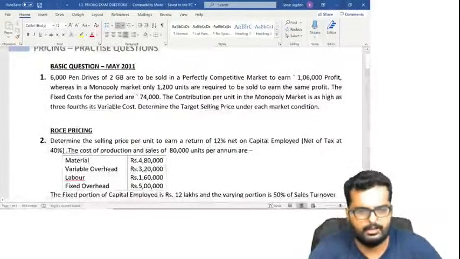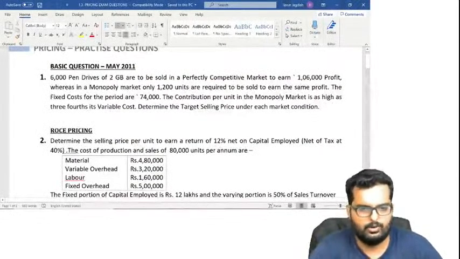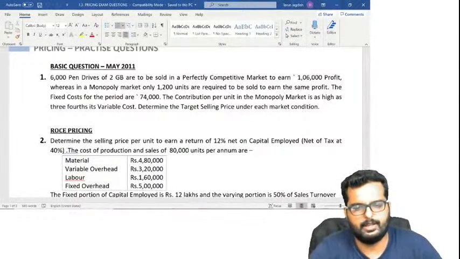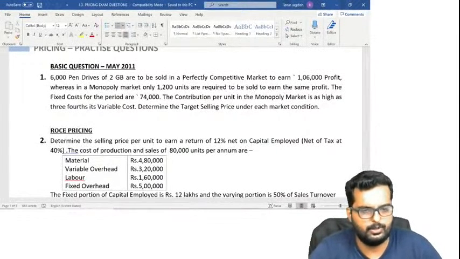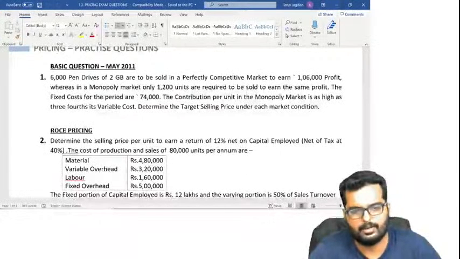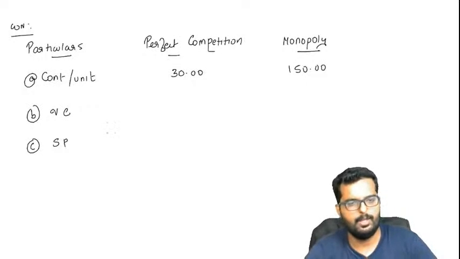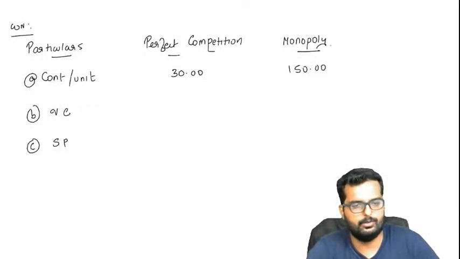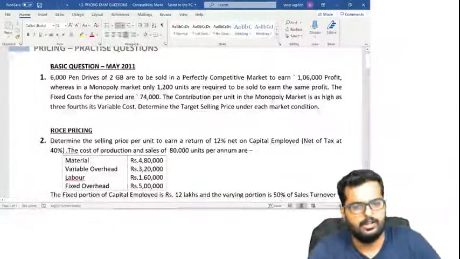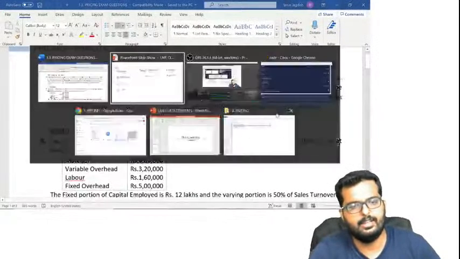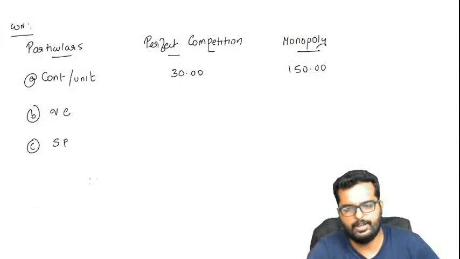Am I right? Have they given any details about the selling price? No. But they have only told one thing, that contribution per unit in the monopoly market is as high as 3/4 of its variable cost. Okay. So let us take the monopoly market over here. Let me read the sentence again. Contribution is as high as 3/4 of its variable cost. So some variable cost, into 3/4 should give me 150.